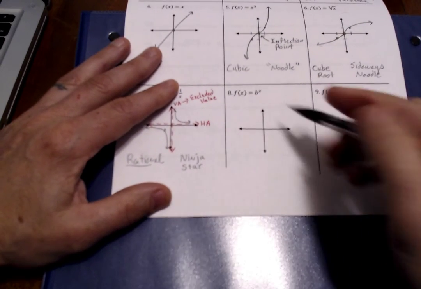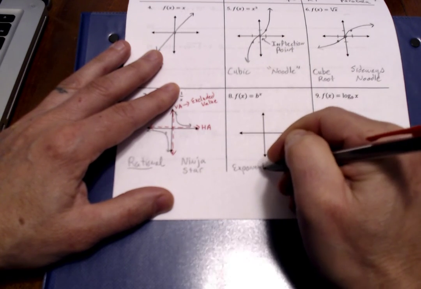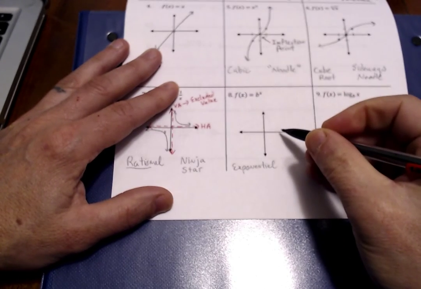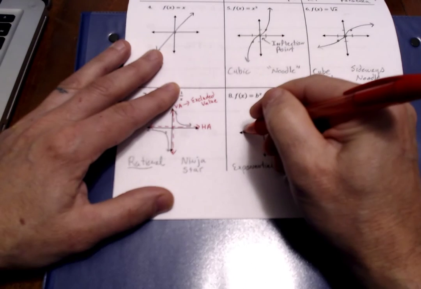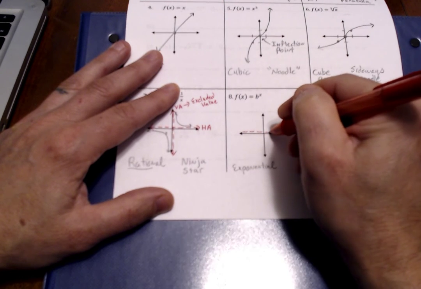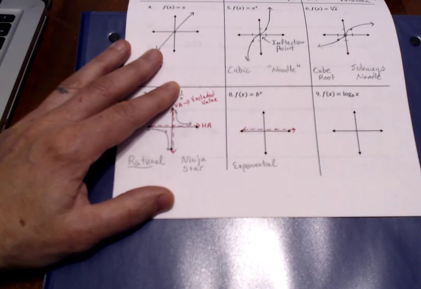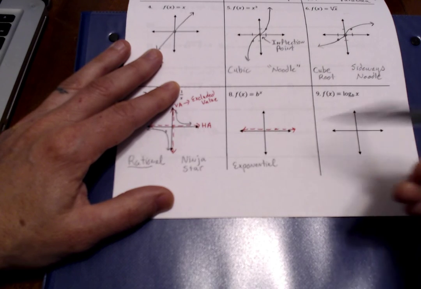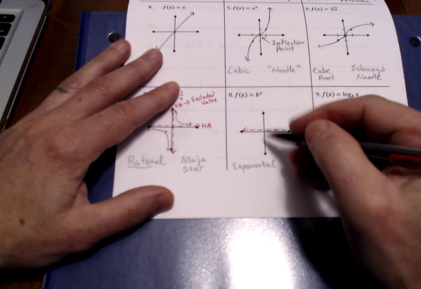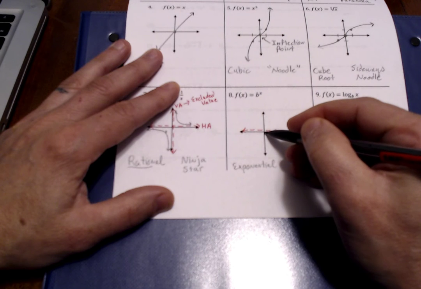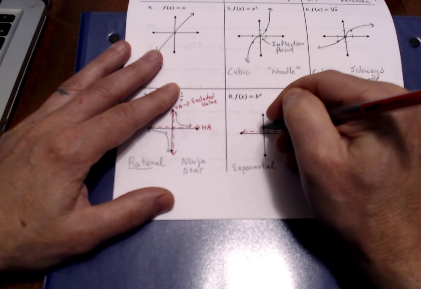Now, right here, b to the x, this is called an exponential. You learned about this in Math 1 and Math 2. This has a horizontal asymptote. Next week, we're going to go over this graph in greater detail. But what we can see is that if you let x equal 0, anything to the 0 power would equal 1. Looks like this.